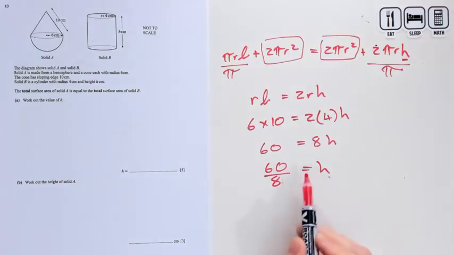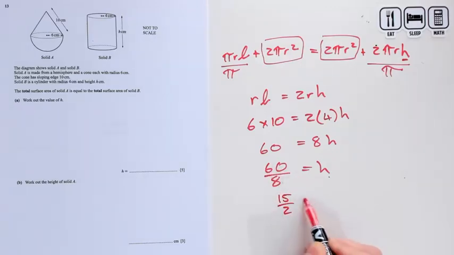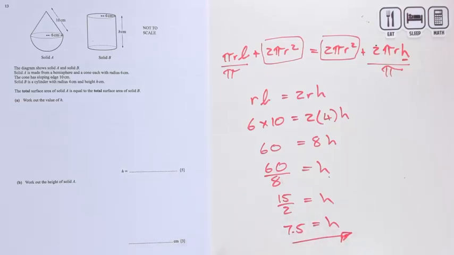Now this was in a non-calculator paper, so maybe you can't do that immediately, but you can divide by 4. So that would be 15 over 2 is H. And then you'll be like, okay, 15 over 2, that's just 7.5. So the height is 7.5. Pretty straightforward, quick question, but a lot of marks.